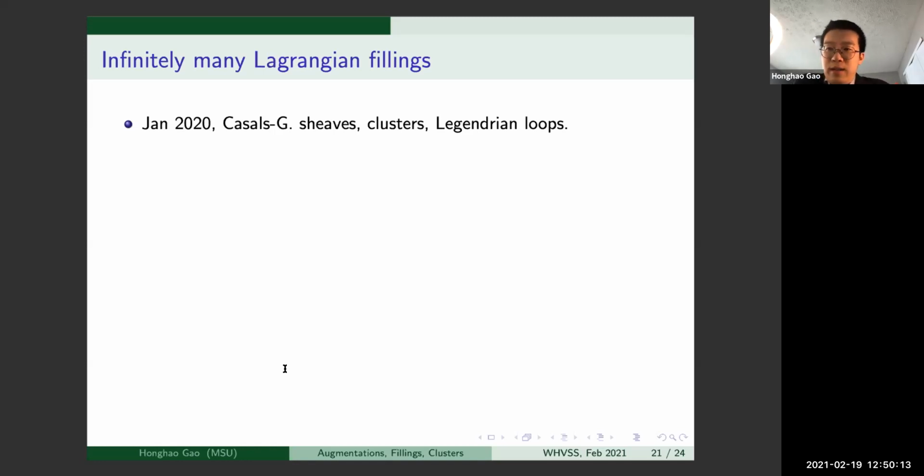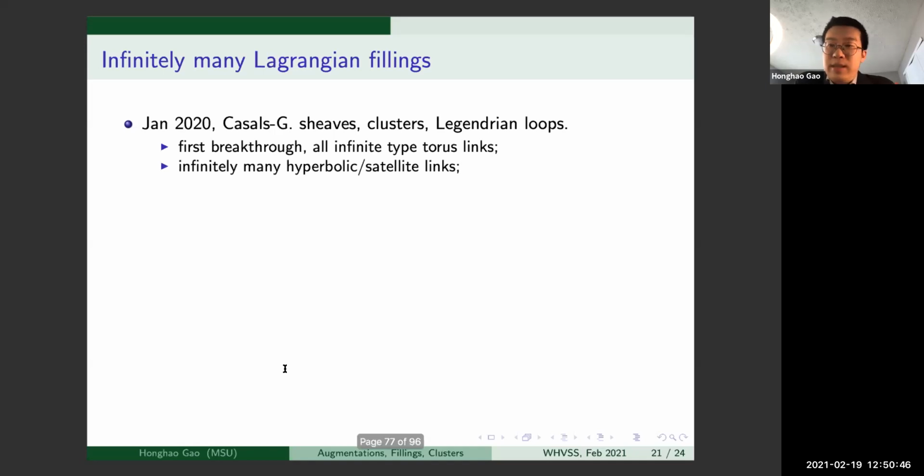So in January, in my work with Roger Casals, we used the sheaves and clusters and Lagrangian loops to find the first examples of Lagrangian links with infinitely many Lagrangian fillings. So prior to that, we didn't know the answer to this question at all. And we sort of understand all infinite type torus links, as well as infinitely many hyperbolic and satellite links.